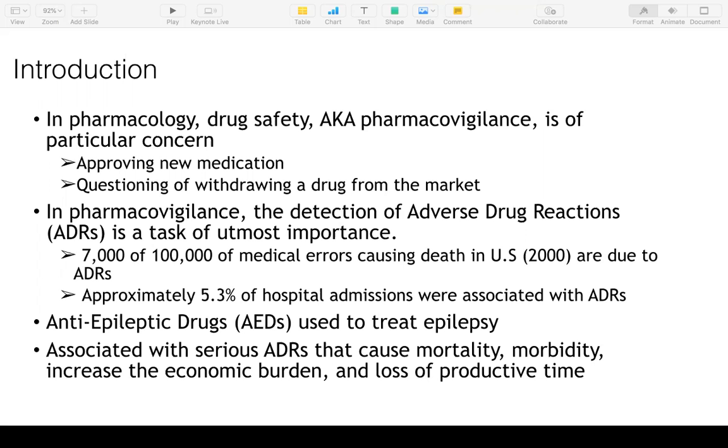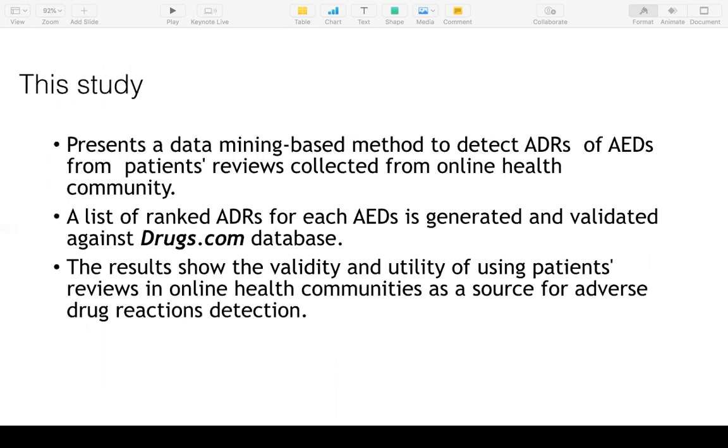Antiepileptic drugs are a group of drugs that is used to treat epilepsy. They are actually associated with serious ADRs that cause mortality, morbidity, increase the economic burden, and loss of productive time.